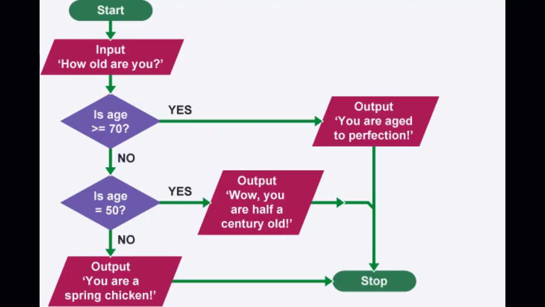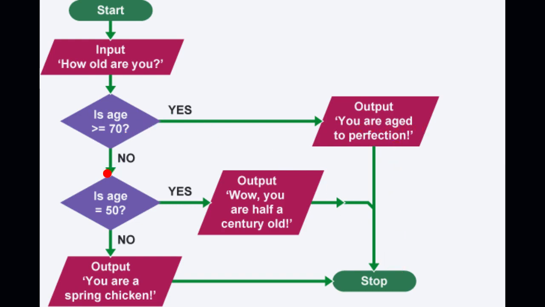Here we have more things to do. Here we want to be a little bit more specified. For example, you see they added another diamond here, which will check age against the 50. Let's take a look from the very beginning. If age is greater than 70, so we're going to say you aged to perfection and then a stop.